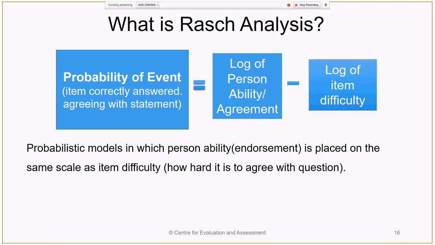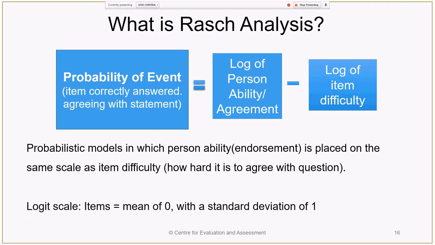So those are probabilistic models in which a person's ability, or in our case endorsement, how much they agree, is placed on the same scale as item difficulty, or in case of a questionnaire, how hard is it to agree with that question. The Logit scale usually goes from -5 to +5, and items are set to a mean of 0 with a standard deviation of 1. So if you see that scale and it frightens you, or it just hurts your brain a little bit because it's hard to think of -5 to +5, remember that it can always be rescaled from 0 to 100 if that's easier for you to understand, or any other range for that matter.